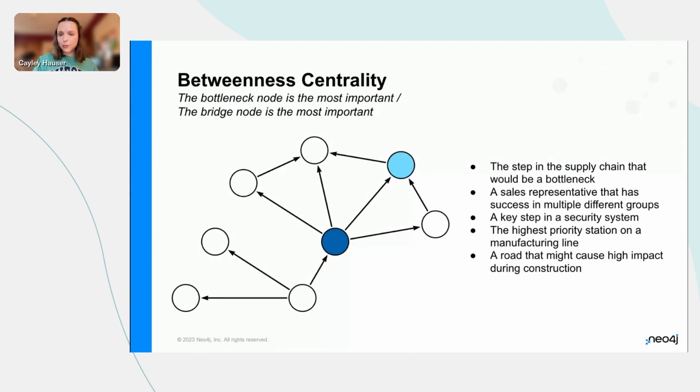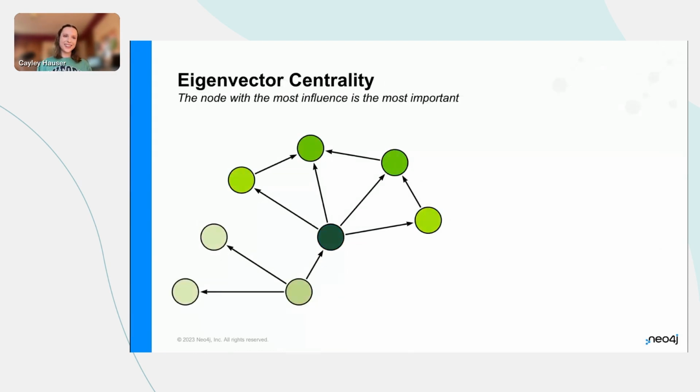All right, let's move on to eigenvector centrality. And I say that because I always think the name eigenvector centrality is very fun. It brings back my math undergraduate days. But eigenvector centrality is kind of an interesting centrality. It's all about measuring influence. And so this is when you're interested in the node with the most influence being the most important. And this is often used in human-based social networks.